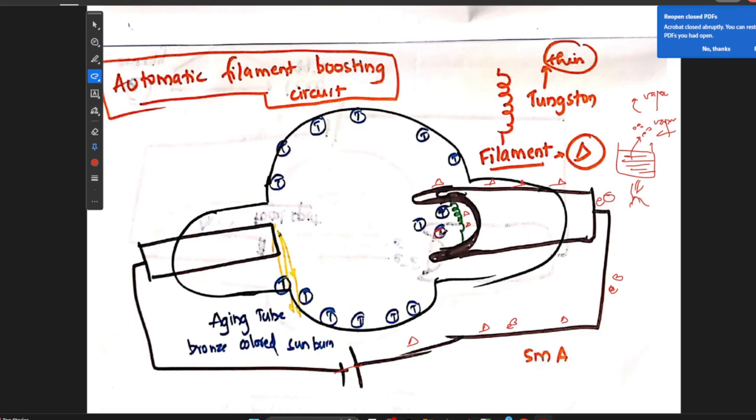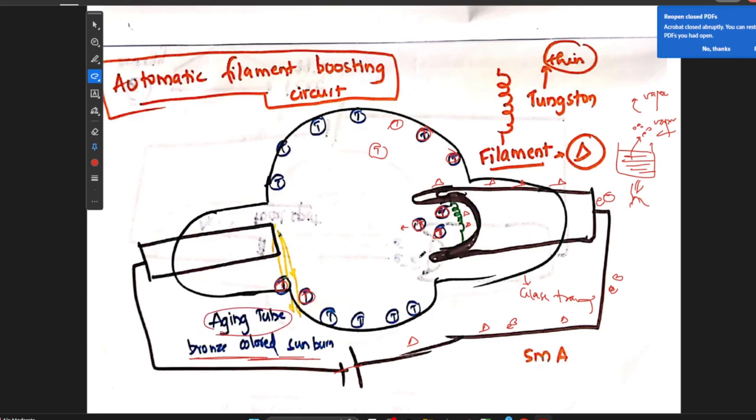When the tungsten filament starts evaporating, it will start moving towards the glass tube, and the tungsten will accumulate on the glass tube like this. Glass is a normal glass, so it is transparent, whereas tungsten has a metal color like steel or iron. So when the evaporated tungsten coats or attaches to the Pyrex glass, the glass will turn bronze colored, and this is called bronze colored sunburn or aging of the tube.